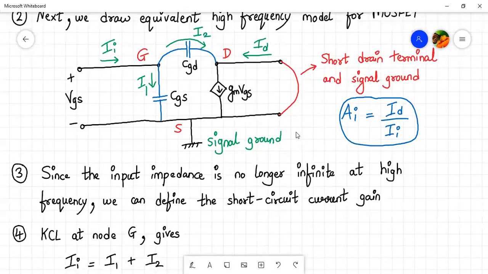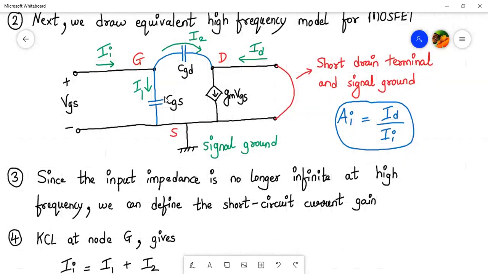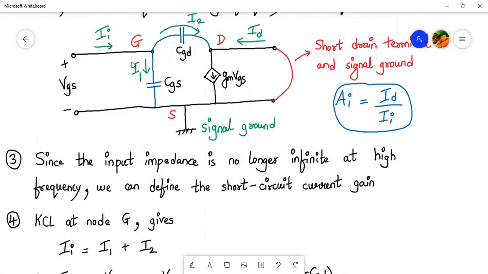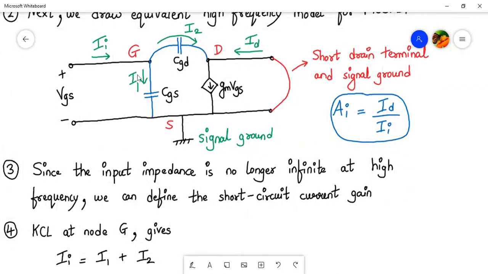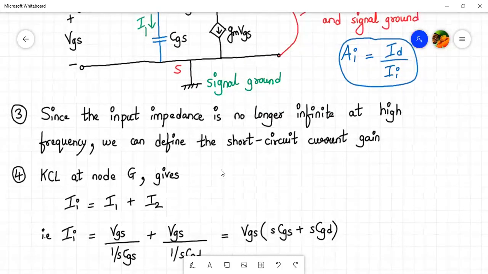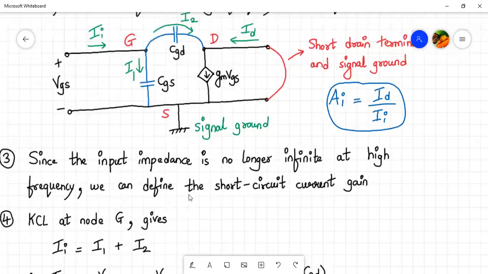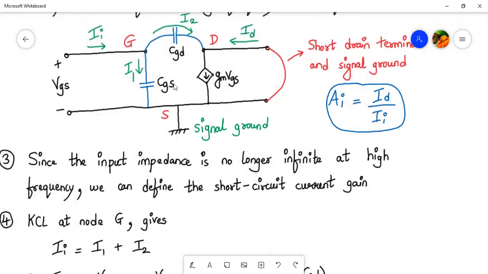So the first step in solving is applying KCL at node G, at the gate terminal G. So what are the incoming currents? Incoming current is II, outgoing currents are I1 and I2, right? So how can we write over here? II is equal to I1 plus I2. Now what is I1? Here the voltage over here is VGS. So VGS divided by the impedance offered by this capacitance. And what is the impedance offered by this capacitance? 1 upon S into CGS. So that is what we have written over here. I1 is VGS divided by 1 upon S into CGS.